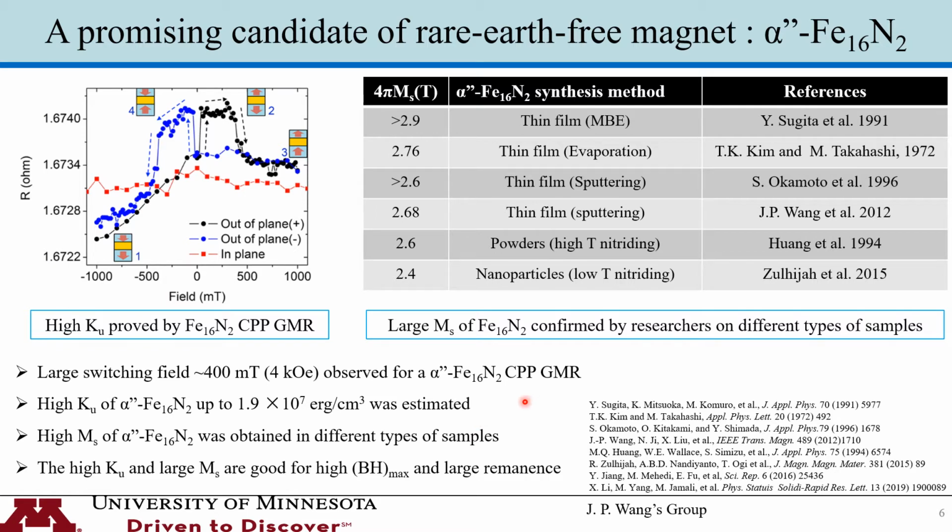Also, the high saturation magnetization of alpha double prime Fe16N2 has been observed on different kinds of samples, from thin films to powders and nanoparticles. The saturation magnetization is reported ranging from 2.4 to 2.9 Tesla, which is even higher than that of iron cobalt alloy. So this material, alpha double prime Fe16N2, has high magnetic anisotropy and large saturation magnetization, which is good for high BHmax and large coercivity. So that's why it's a very promising candidate for rare-earth-free permanent magnets.